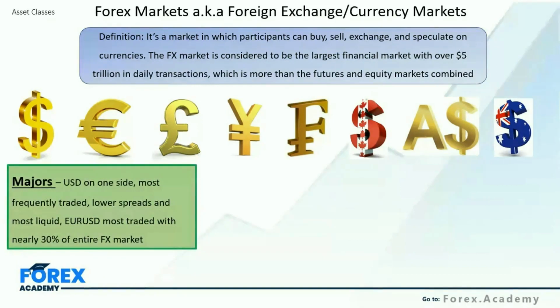And what this means is you're going to see when you exchange currency, you'll be exchanging one currency for another. So when we talk about majors, we're talking about currencies which have the dollar on one side. So you're trading it with the dollar. Now, these also happen to be the most frequently traded markets. You'll experience lower spreads in these markets, so slightly more affordable for those of you that are trading with smaller accounts, and they're the most liquid, so you often get a lot more opportunities within these markets.